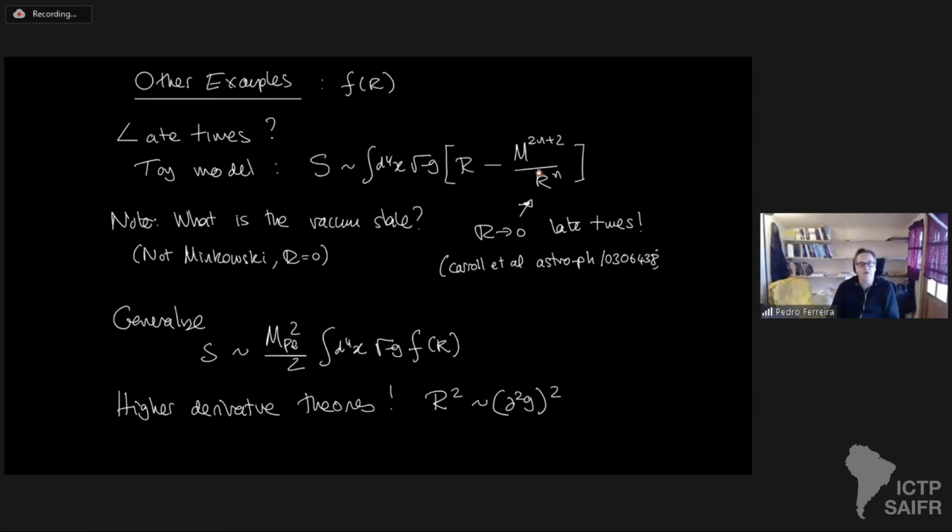Now, you could generalize this. Instead of just having the Ricci scalar here, we could have a function of the Ricci scalar. And the thing that might worry you is the same thing that worried you before about the Sakharov action, which is that you have higher derivatives. For example, you have R squared. Suppose that we Taylor expand this, you would have R squared go as del g squared g. So this is of fourth order. You don't want that to happen.